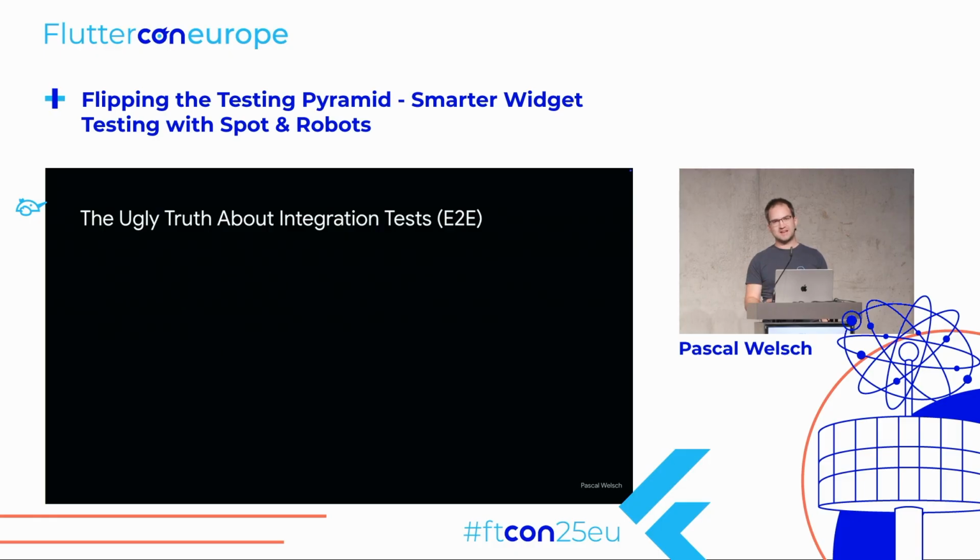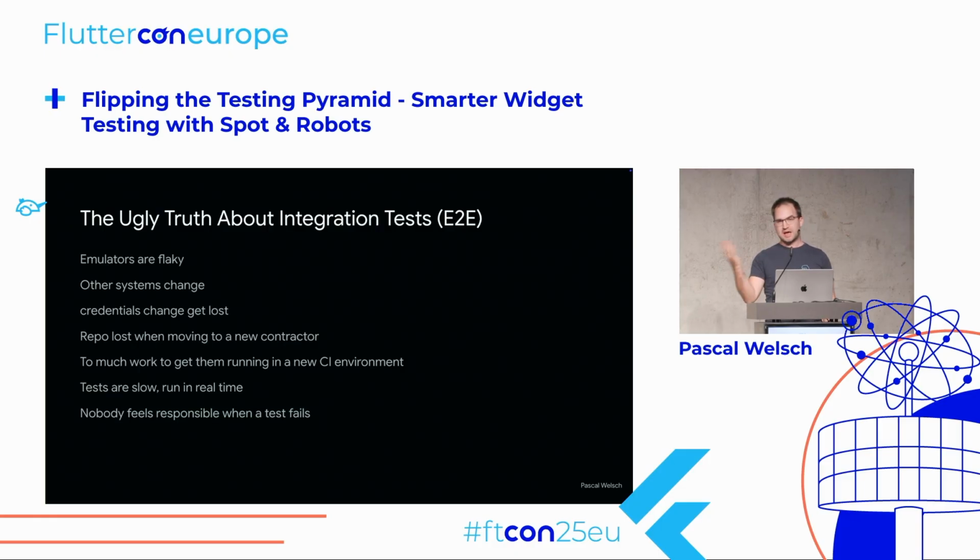A bit more about end-to-end tests and why I don't think they are very useful. Emulators can be flaky, we talked about that. Other systems can change. This happens all the time. So one day, even without a change in your repository, the test might fail. And you have to think about, if a test fails, who's responsible? If the test is just part of your repository, it's your responsibility. But if it touches other systems, now 3, 4, 5 different departments might be involved, nobody has time to look into it and to fix it.